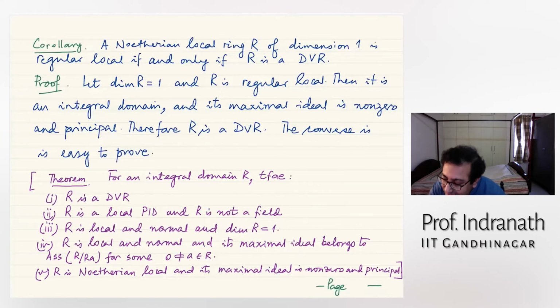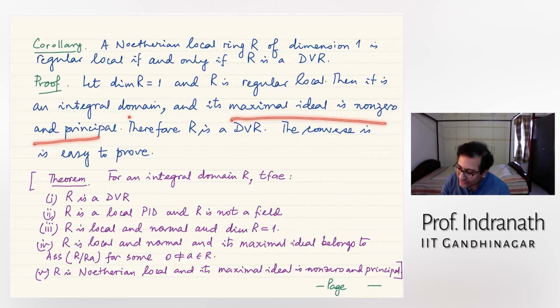So the corollary is: a Noetherian local ring of dimension 1 is regular local if and only if it's a discrete valuation ring. Of course, it follows trivially, because dimension 1 means you know what it is. Suppose dimension 1 and regular local, then you know that it's an integral domain, and the maximal ideal is non-zero and principal. Therefore, you use this and you have a discrete valuation ring.